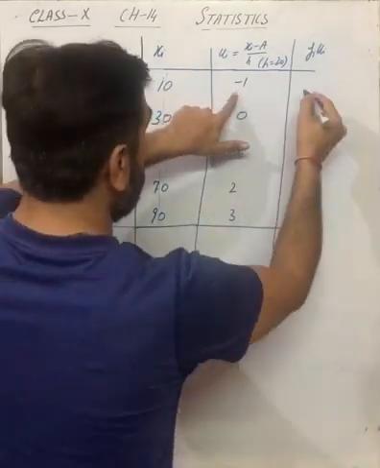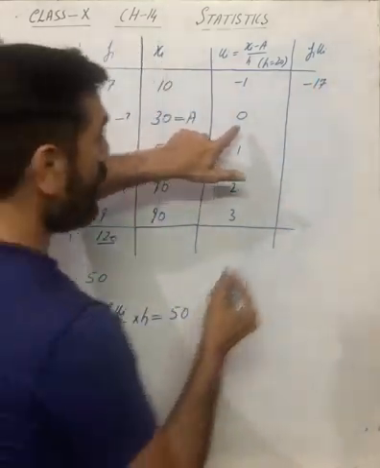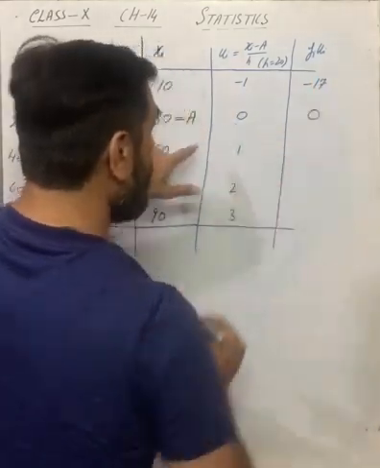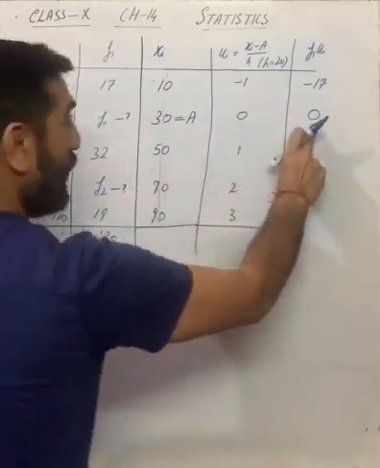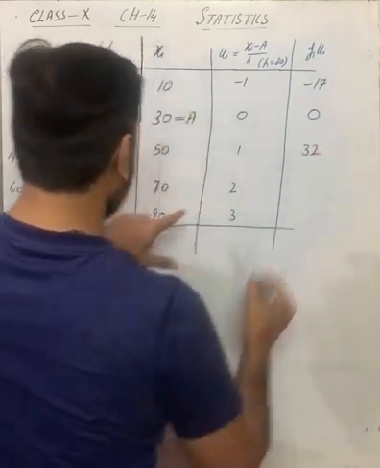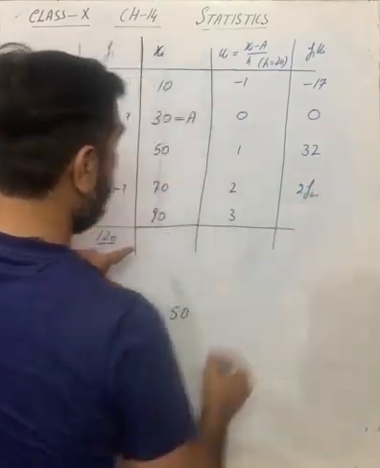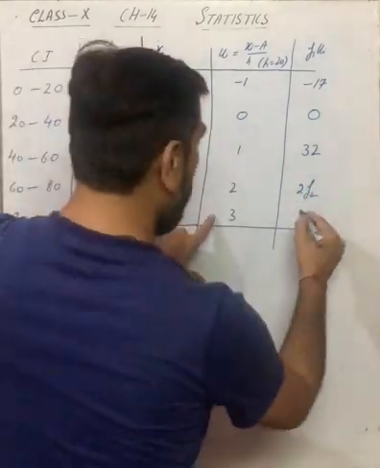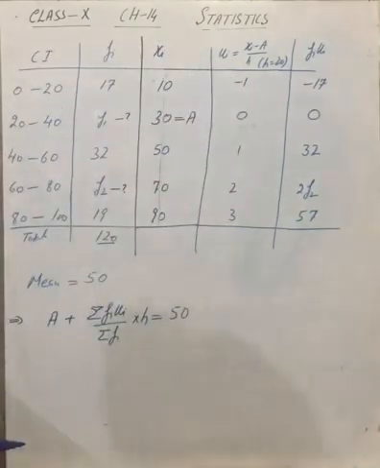Now let's multiply. 17 into minus 1 is minus 17, f1 into 0, so here comes 0. So you can see that one of the unknowns, f1, has been eliminated. 32 into 1 is 32, f2 into 2 is 2f2, 19 into 3 is 57. I hope it's clear to you.